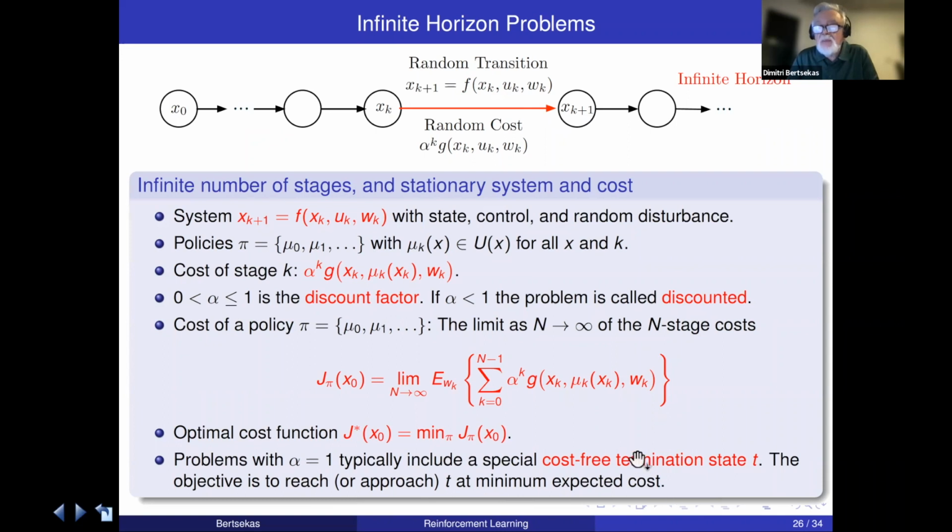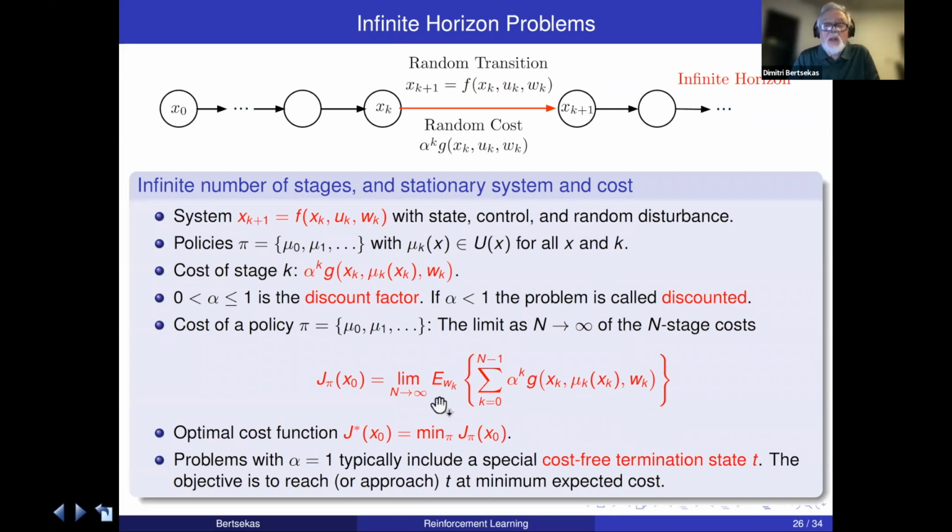So for example, games involve a termination state where the game ends. And other problems involve states where once you reach, you stay there. For example, linear quadratic problems of the type that we have discussed involve state 0. At state 0, this is a termination state, and that tends to keep the cost finite, even when alpha is equal to 1.